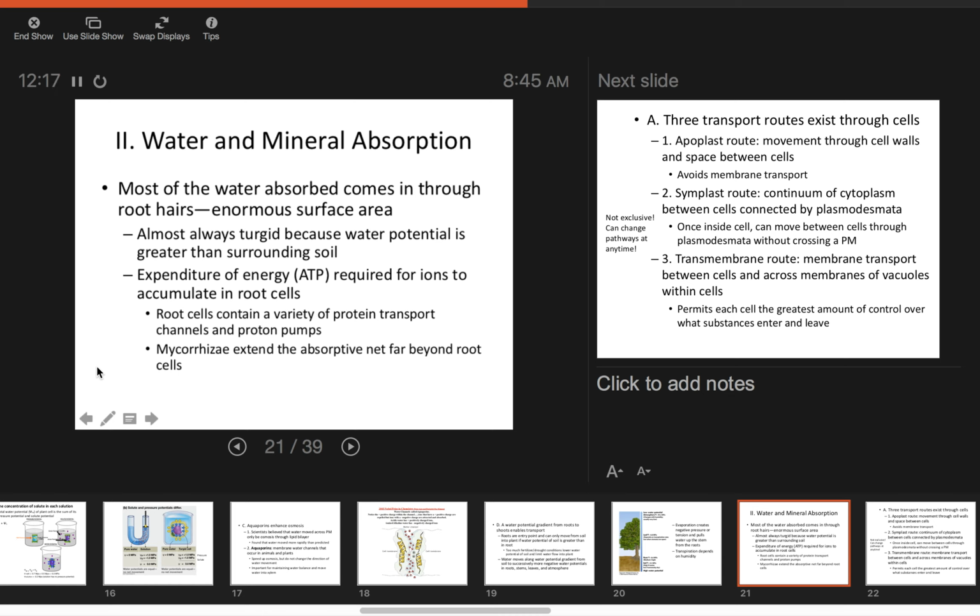All right, so let's look at the root hairs. I showed you a picture last Friday of root hairs and how their main job is to increase surface area. And the root hairs always have to be turgid because the water potential is greater than the surrounding soil. They have to use energy to pump ions into the root hairs to create that low water concentration. So water from outside in the soil, which is high, will move into the roots. So a lot of energy expenditure is going on in the roots to bring water in from high to low.